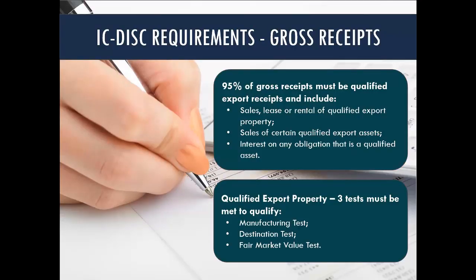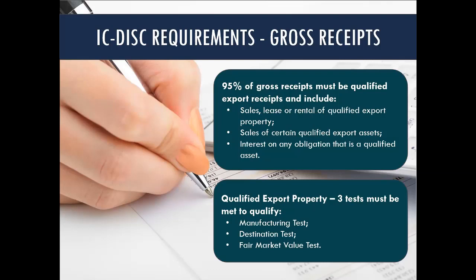The next requirement is the gross receipts requirement, which states that 95% of the gross receipts must be qualified export receipts. The first item here is really the one that most people use. You calculate a commission based on the sale, lease, or rental of qualified export property. And that commission is pretty much going to be the only income to the IC-DISC. So if that's your only income, 100% of your gross receipts are qualified receipts, and you would meet this test. However, you have to make sure that you're calculating the commission on the sale of qualified export property.